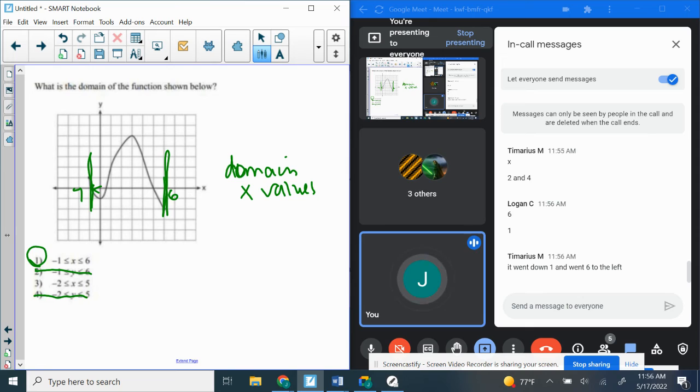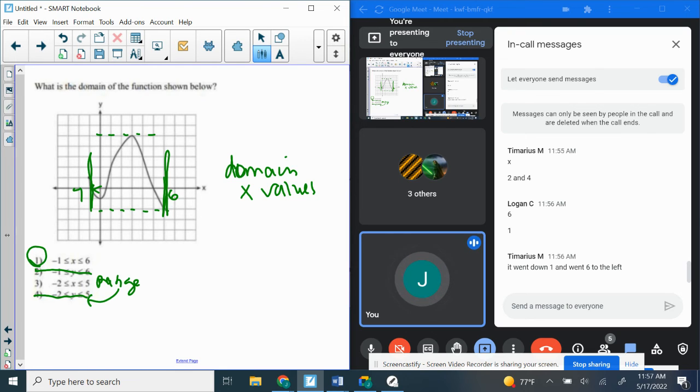Number 3 is your boo-boo answer, because that is range, your y values. How far down did it go? And there's that negative 2, all the way up to 1, 2, 3, 4, and there's my 5. It went all the way up to 5. So that is your range, y values. The x messes it up. Number 4 is actually the correct range. But with the negative 2 and 5, the misconception is that they assume you're going to look up and down.